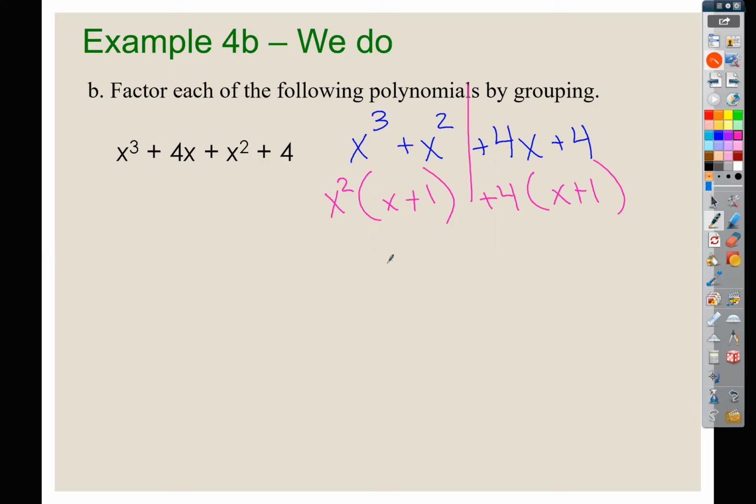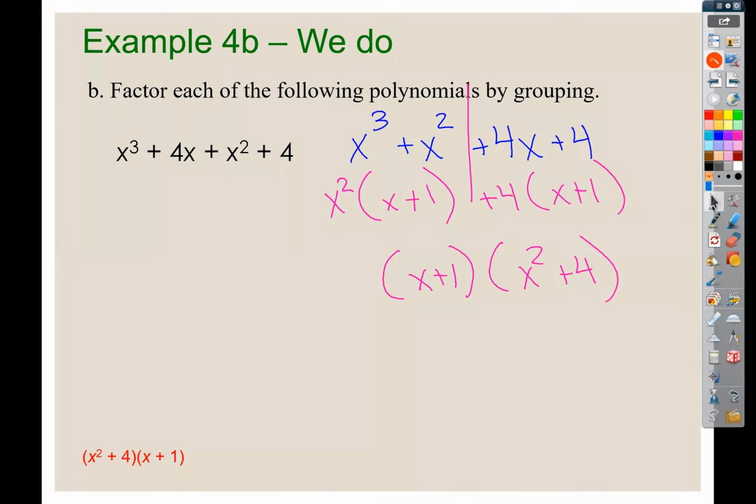So what do those things have in common? The x plus 1. What don't they have in common? The x squared and the 4. And notice my answer is in a different order than theirs. That's okay. It's the same thing because of the commutative property of multiplication.